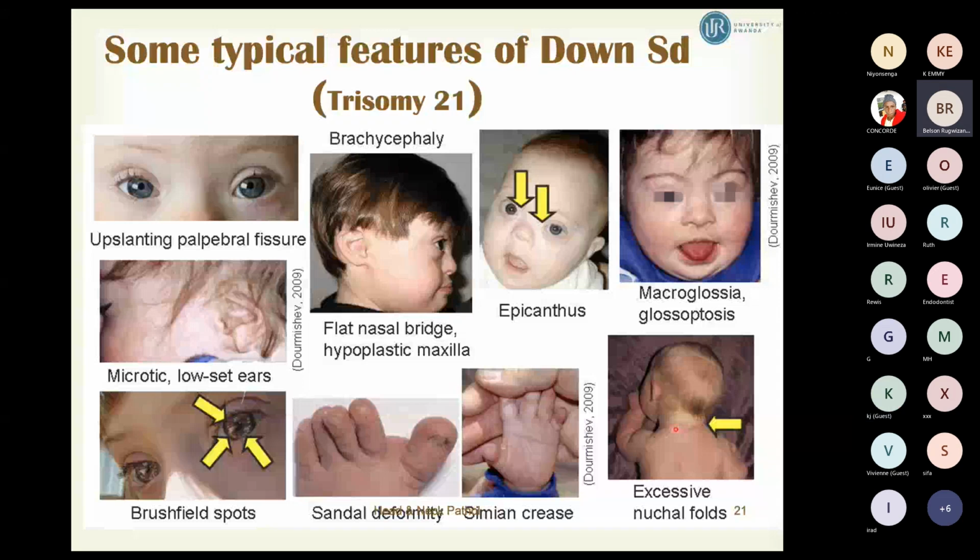So this is it, trisomy 21. So we have Crouzon syndrome, an autosomal dominant mutation in fibroblast growth factor receptor 2 on chromosome 10. They have strabismus, you can see here on the upper right side. They have exophthalmos, craniosynostosis.